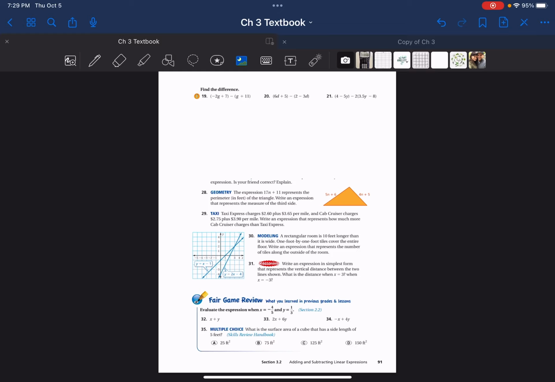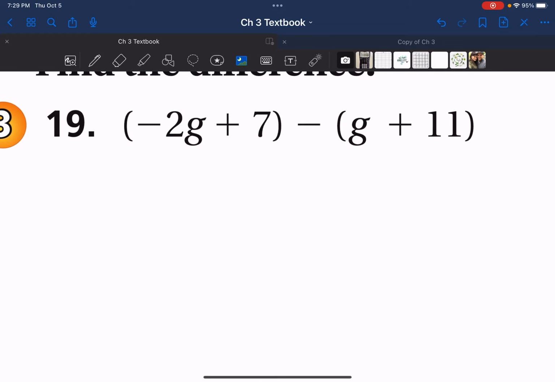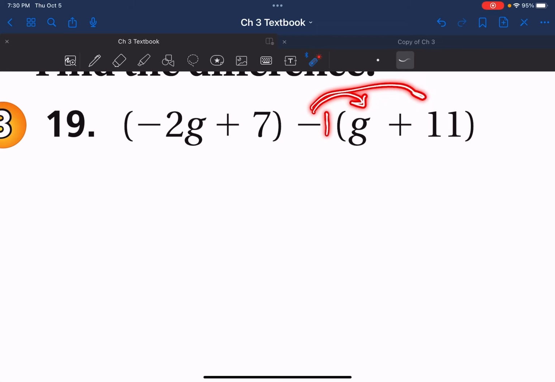So, with your whiteboard, I want you to write this problem down. Negative 2g plus 7 minus g plus 11. Once you have it written down, I want you to try it on your own. Before you get started, I want you to notice that we have a minus sign here, which means if we had a little 1 right here, that's going to make a big difference in what it distributes as. It's going to turn everything in here negative.